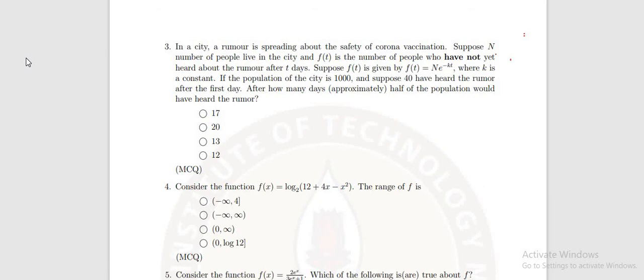So let's do this question again. The same thing we will do here. The equation is already given in the form of an exponential, that is f of t is equal to N e to the power minus kt. So f of t is representing the number of people who have not heard about the vaccination.